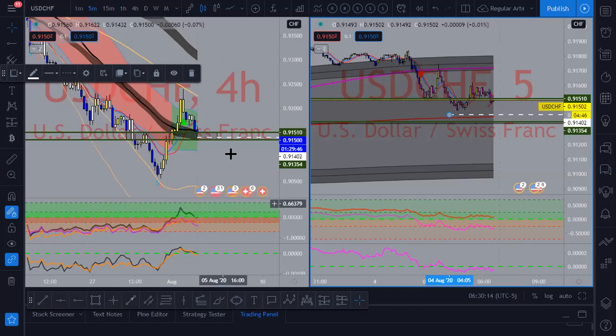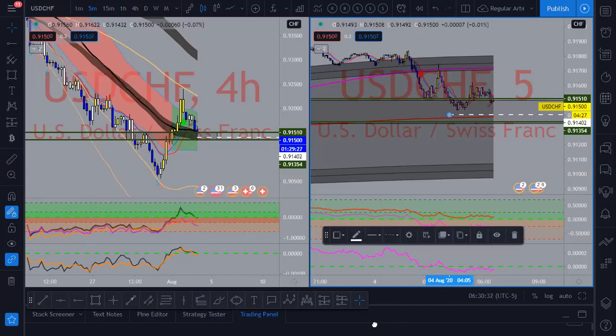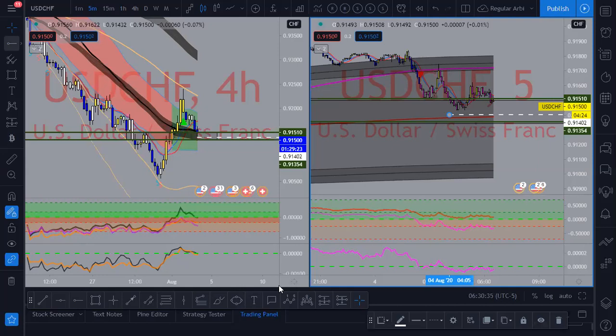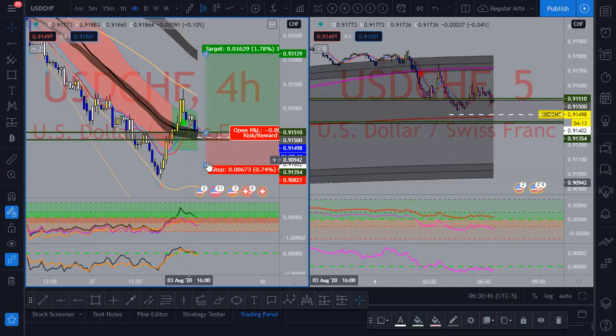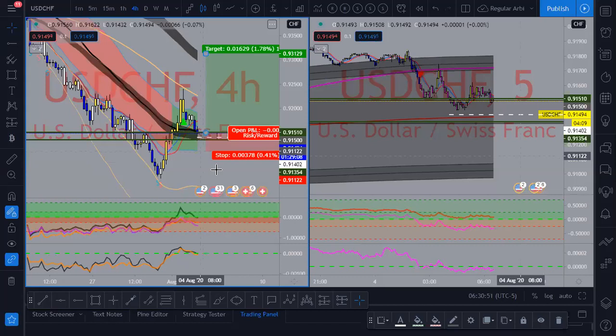I would personally rather just wait for this 4-hour candle to close and see what it closes at. If it closes over the 0.91510, then I'm buying. So that's going to be in the next 2 hours that I'll give my decision, okay, I'm going to buy or I'm going to sell. But this would be the ideal trade right here. This would be the ideal trade. The stop loss would be just around right over here.